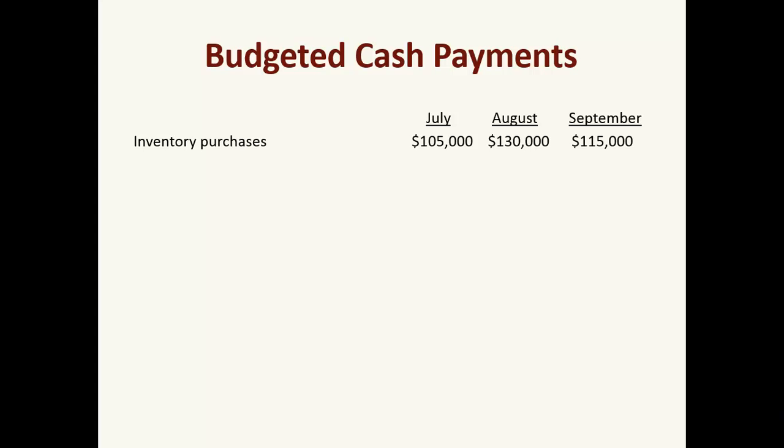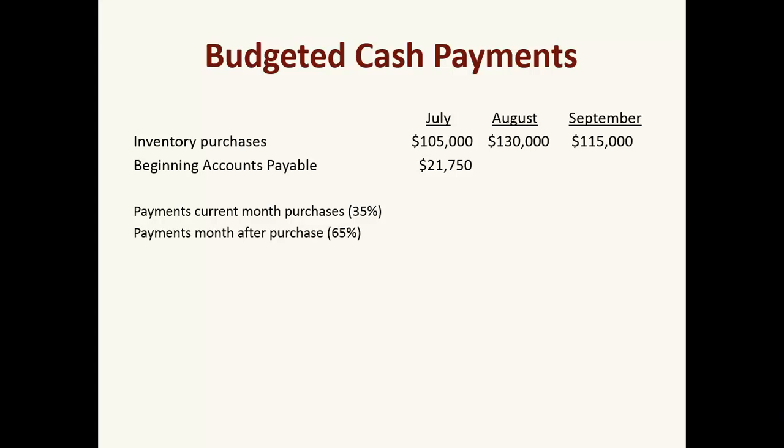So using these estimates, $105,000 for July, $130,000 for August, and $115,000 for September, and you know that the beginning accounts payable amount is $21,750. So where do you begin? Well, look historically. Payments of the current month's purchases are usually 35% in the month of purchase, and the remaining 65% you usually pay the second month after you buy it.